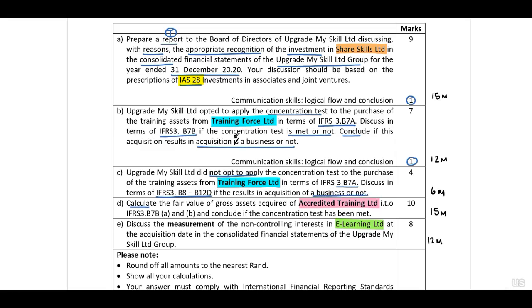D, calculate the fair value of gross assets acquired of Accredited Training Limited in terms of IFRS 3 B7B, A and B and conclude if the concentration test has been met. 10 marks. E, discuss the measurement of the non-controlling interest in eLearning Limited at acquisition date in the consolidated financial statements of Upgrade My Skill Limited Group. 8 marks. Please note, round off all amounts to your nearest rand, show your calculations, and your answer must comply with IFRS.